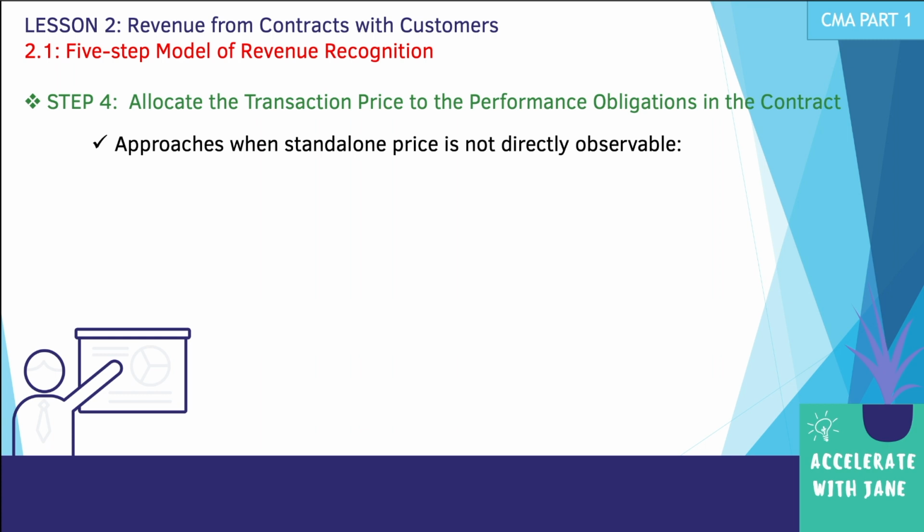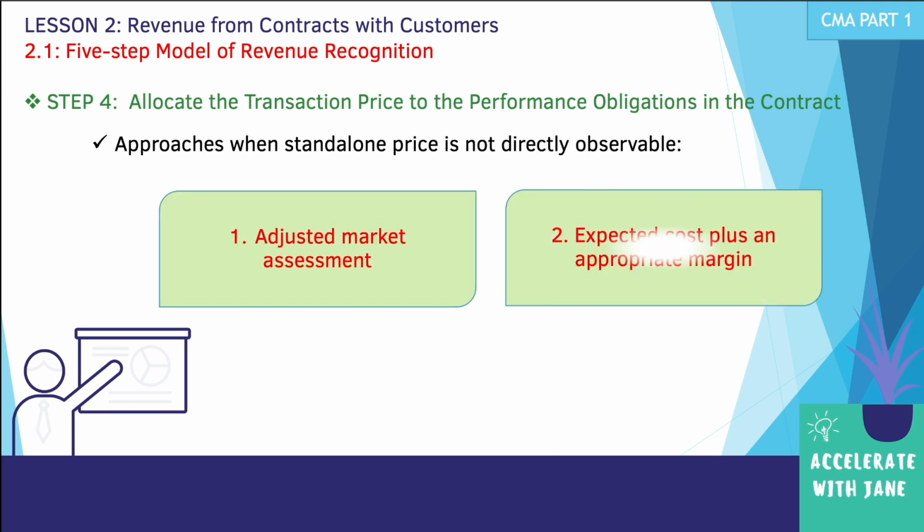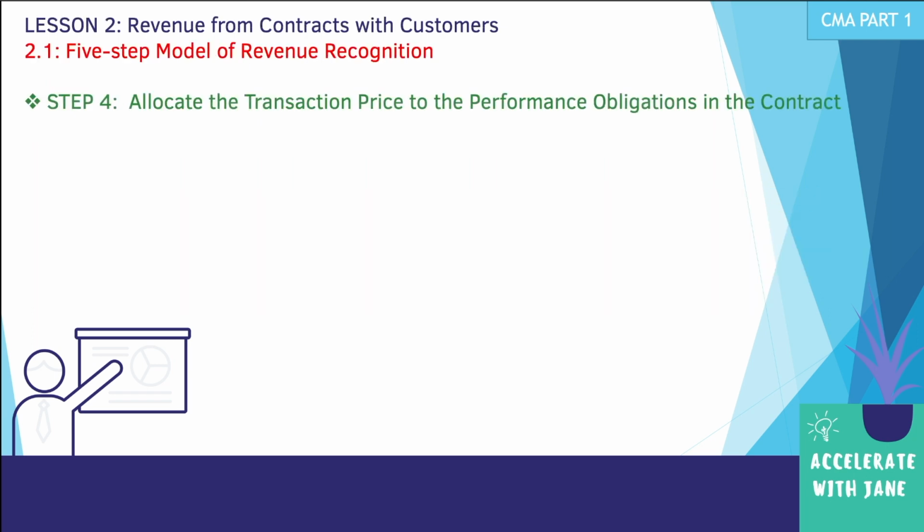Here are the approaches when standalone selling price is not directly observable. There are instances when we cannot directly determine the standalone selling price of particular goods or services. One approach is the adjusted market assessment, another approach is the expected cost plus an appropriate margin, and third is the residual approach. Let's discuss this in great detail.